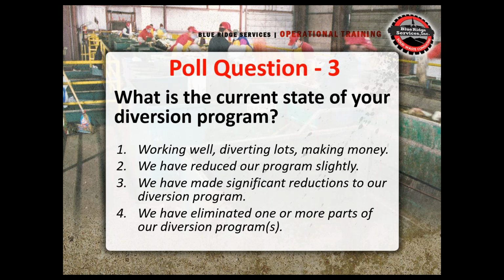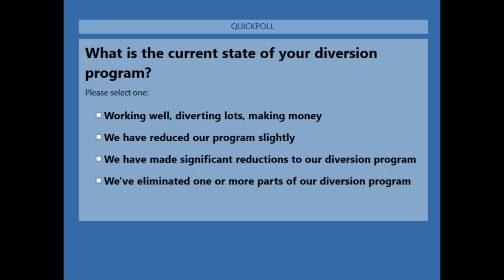This takes us to our third poll question, and it asks, what is the current state of your diversion or recycling program? Number one, it's working well. We're diverting lots and making money. Number two, we've reduced our program slightly. Number three, we've made significant reductions to our program. Or number four, we have eliminated one or more parts of our diversion program.